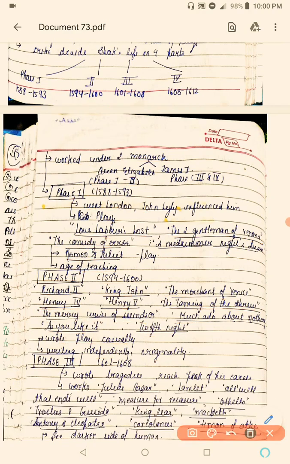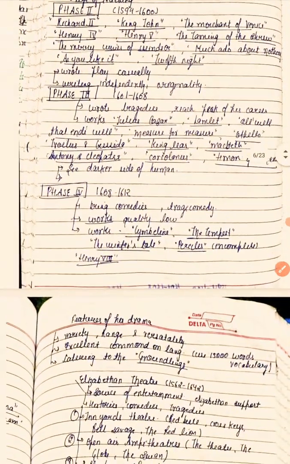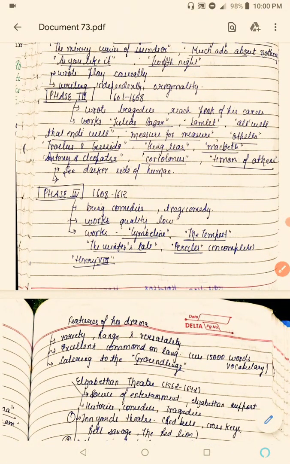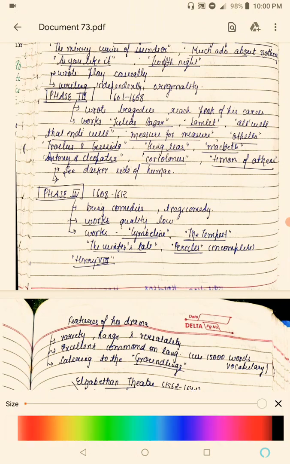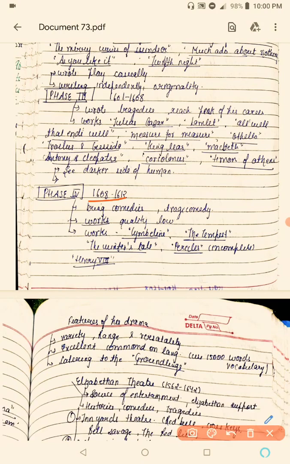His third phase was during 1601 to 1612. During that time he brought comedies and tragicomedies, sorry, I just forgot about phase three. Phase three, 1600 to 1608. During that time he wrote tragedies, and at that time he reached the peak of his career.